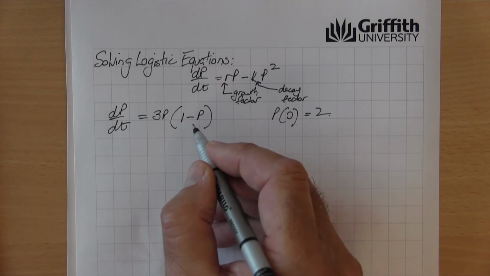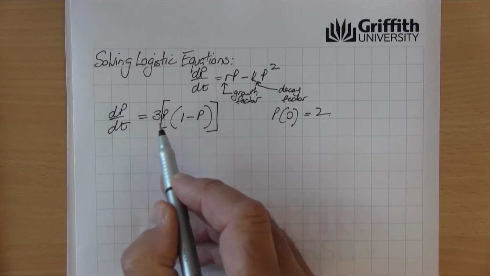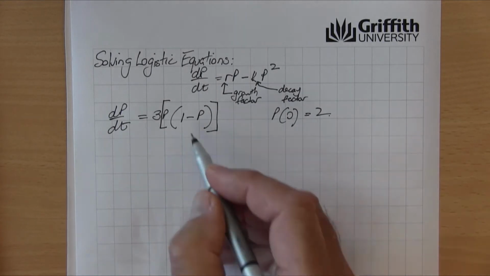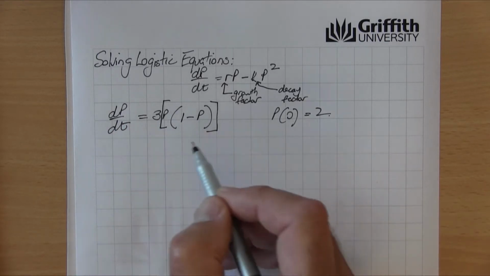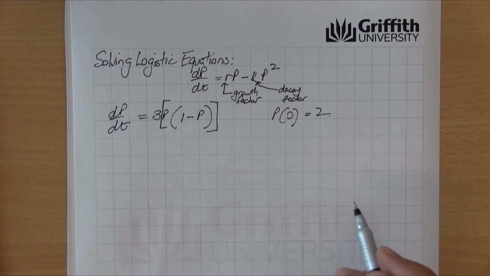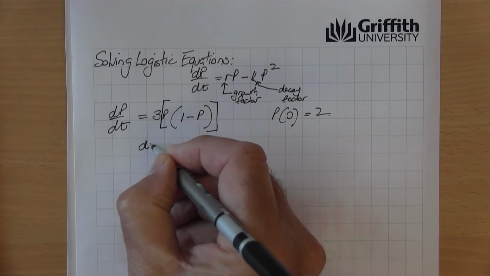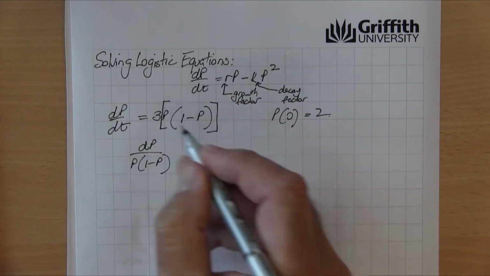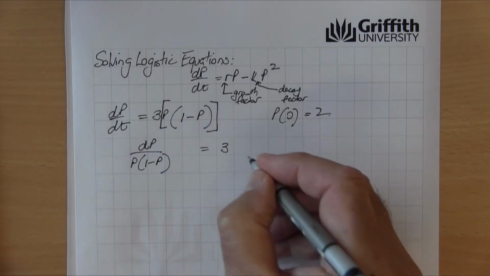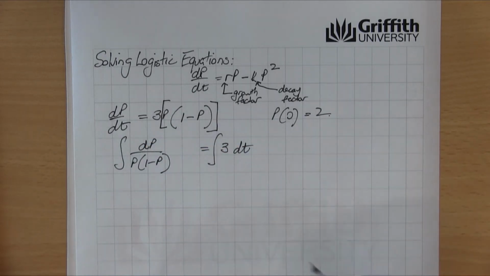It may not look initially like it's separable, but we can put a bracket around that. So it's 3 times p outside of 1 minus p. All of this contains p, so if we can get that over to one side and leave the 3 where it is, we've separated. So it's an example of a separable differential equation. So we get dp over p outside of 1 minus p is equal to 3 stayed where it is, and we'll bring the dt up. Now we can integrate with respect to both, on this side with respect to p and on this side with respect to t.